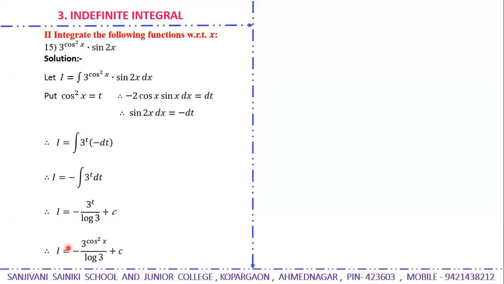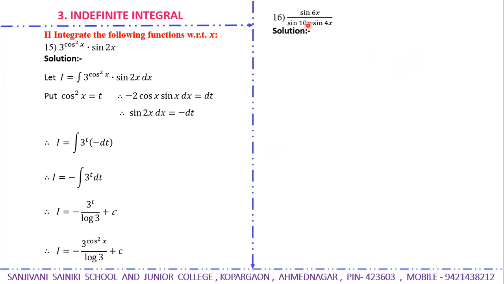Integration of 3 raised to t is 3 raised to t upon log 3, and the derivative of 3 raised to t is 3 raised to t into log of 3. So when I put the value of t, that is cos square x, you get the answer minus 3 raised to cos square x upon log of 3 plus c.